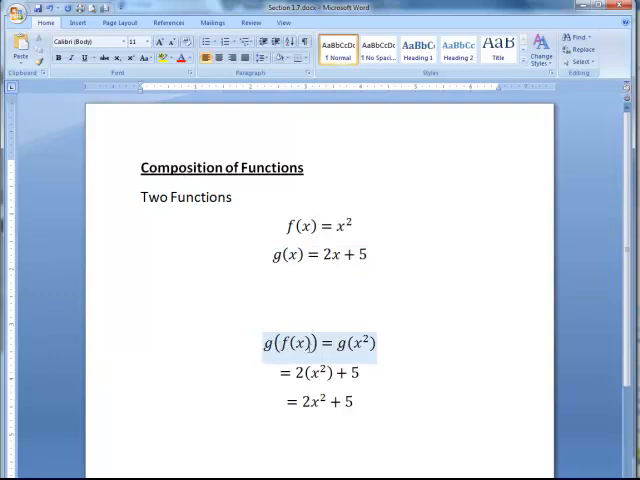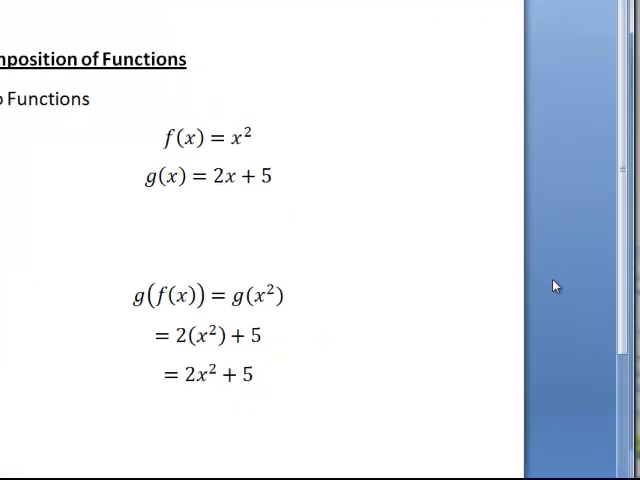G of f of x. Well, I'm told that f of x equals x squared and g of x equals 2x plus 5. Basically, what's going to happen is I'm going to take this inside function, that's where I'm going to start, f of x. Well, instead of g of f of x, I'm going to replace my f of x with what f of x is. F of x is x squared. So this is g of x squared. Well, basically what this tells me is anywhere I see x, I'm going to replace it with x squared. So g of x was 2x plus 5, so wherever I saw the x, this is 2 times x squared plus 5, and I'm simply going to reduce. This is 2x squared plus 5.